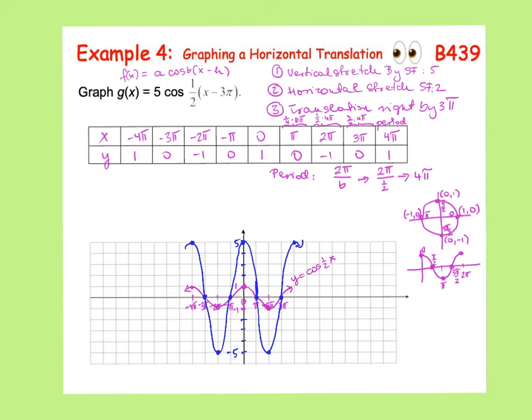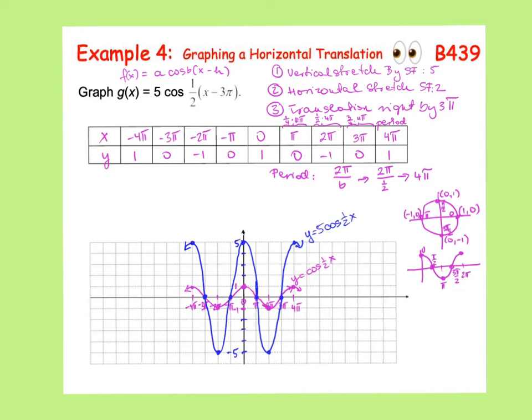And I just noticed that I didn't graph the last point in purple, so this would be the last point, which is our 4 pi, where we turn it on. Okay, so let's label the blue graph. This blue graph is our y equals 5 cosine 1/2 of x. And now I'm going to have to move every point of this graph 3 pi units to the right. So let's get started.